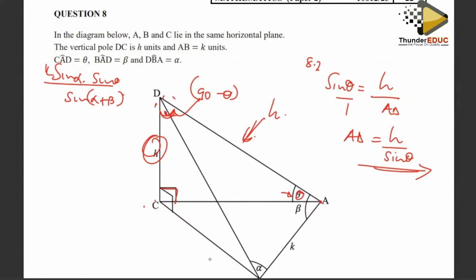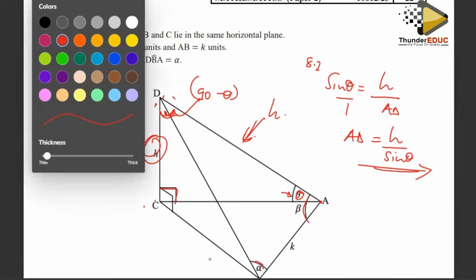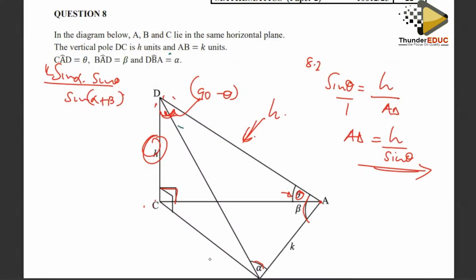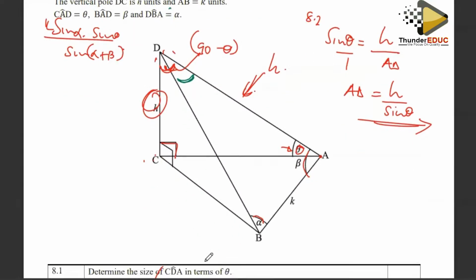Now, what I'm going to do is, if this angle here is alpha, this angle is beta, it simply means that this angle here, let's look at our BDA, is going to be 180 minus the alpha plus beta. Okay, so this is the angle BDA.